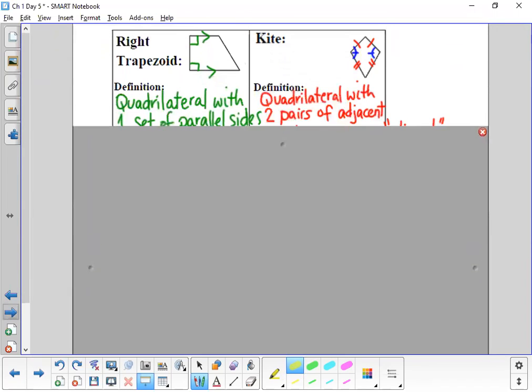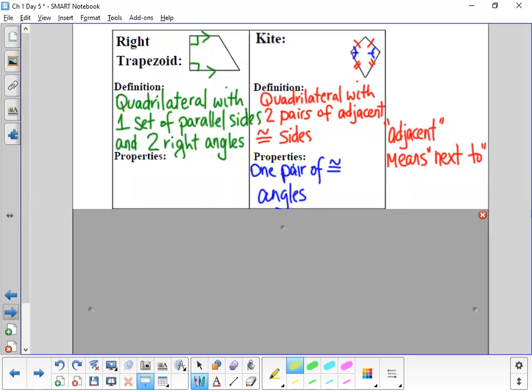Next up, we have a right trapezoid. So a right trapezoid has 1 set of parallel sides and 2 right angles, and it's a quadrilateral, so that means it has 4 sides. So 1 pair of sides is parallel, and it's got 1 pair of right angles.